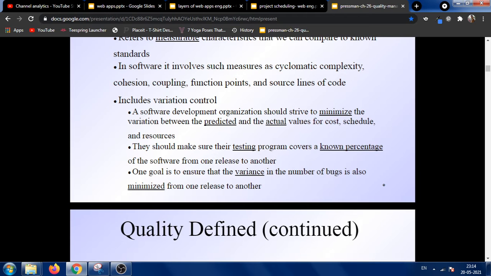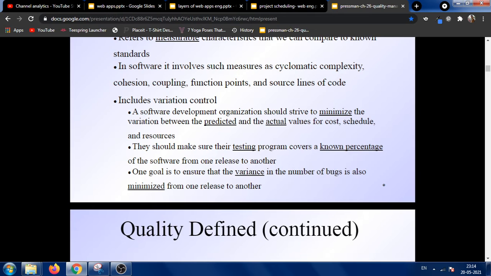They should make sure their testing programs cover a known percentage of the software from one release to another. Normally, when software is released, it is not released at a single stage. It is released version by version, so every version has an improvement over the other. So here, there should be a proper testing program that covers a known percentage of the software release.